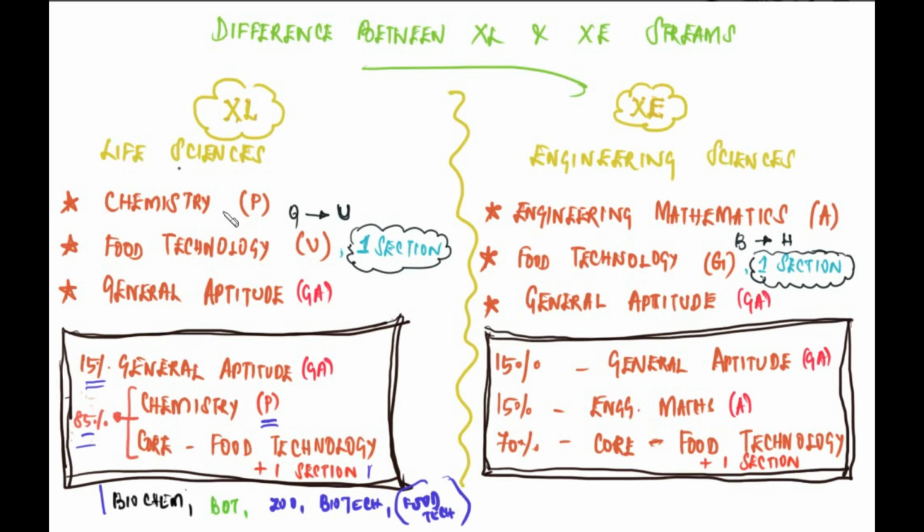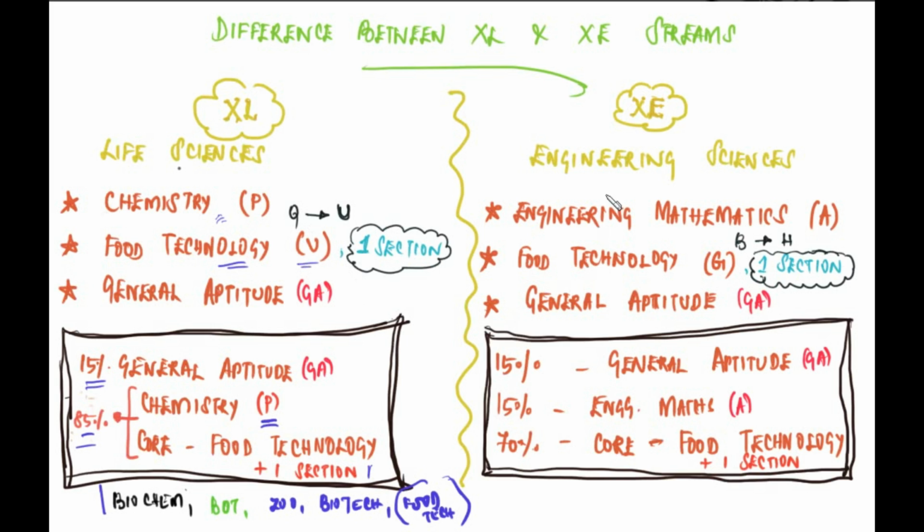Right? So usually in the question paper, section A is always going to be general aptitude, and then you will have chemistry, which is a compulsory section in the question paper, and you will have sections from Q to U. Among these you can select any two. So you will have to prepare for any two before going and appearing for the examination. Since I am concentrating on food technology, I have written food technology plus one more section, right? The one more section could be anything. Okay, so that is with respect to your XL.